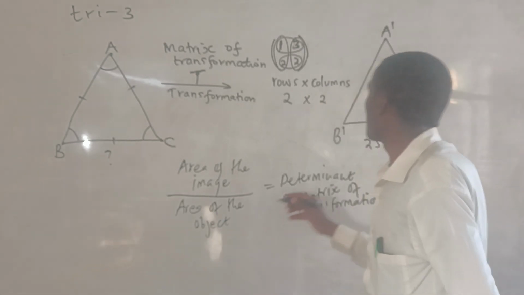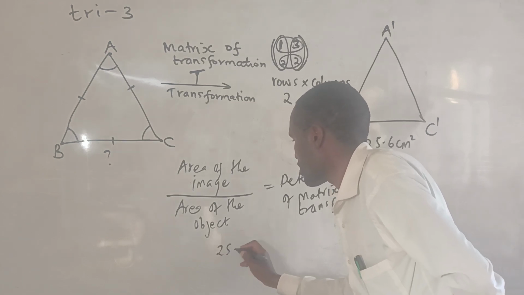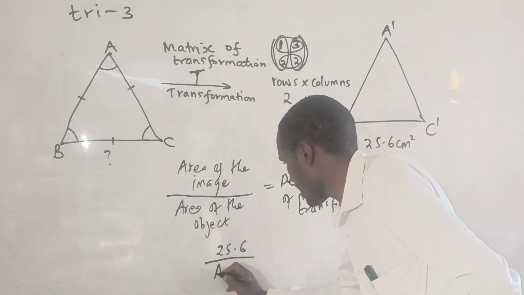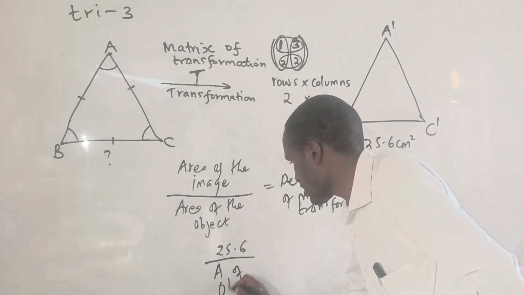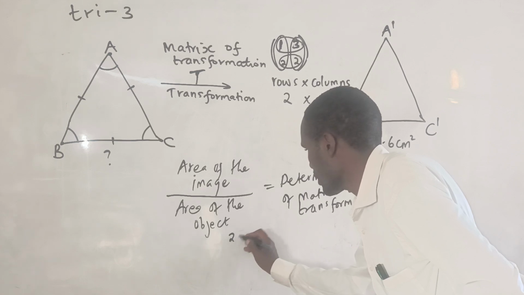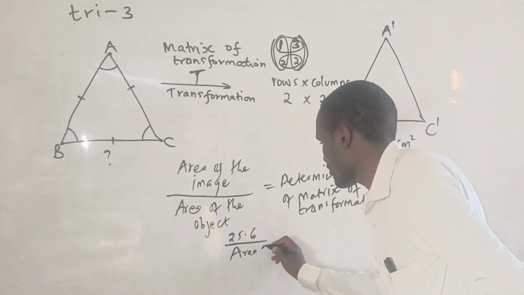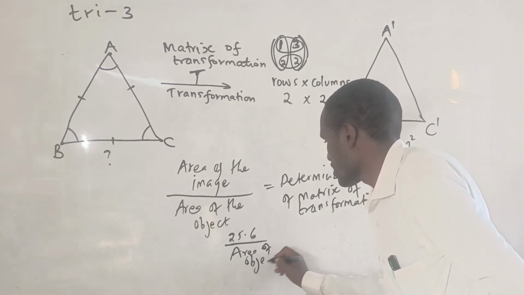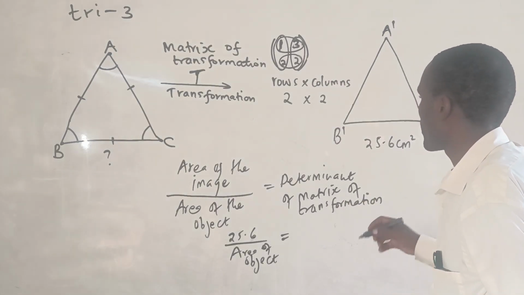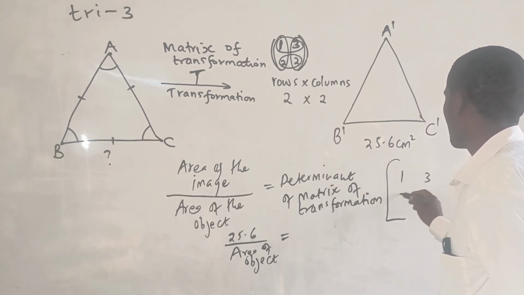The area of the image is given as 25.6 over the area of the object, which is not known. So we have 25.6 over the area of the object, and this must be equal to the determinant of the matrix of transformation. We have been given the matrix as 1, 3, then 2, 2.